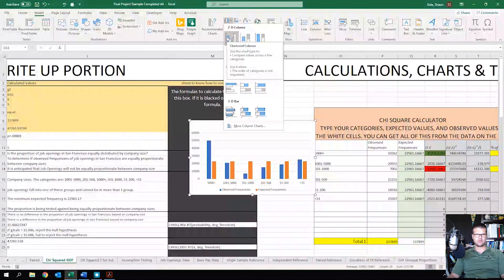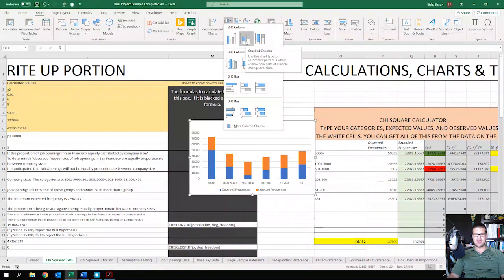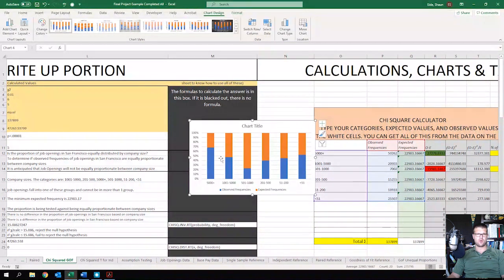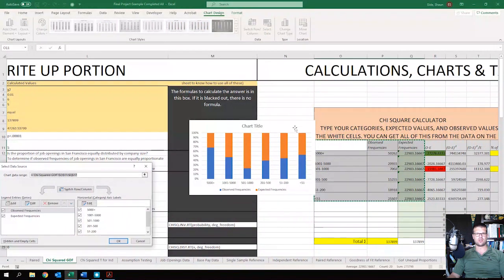The reason why is because it shows you the expected frequencies right next to the actual frequencies. If you do this one, it adds up the expected frequency to the observed frequency, and this one basically gives you a proportion of how much is the expected frequency compared to the actual frequency, where this one is almost 50-50, and it shows you which one is greater and which one's smaller. It shows you proportion. As long as you understand what it is, it's a good chart, but it's just not what we're looking for.